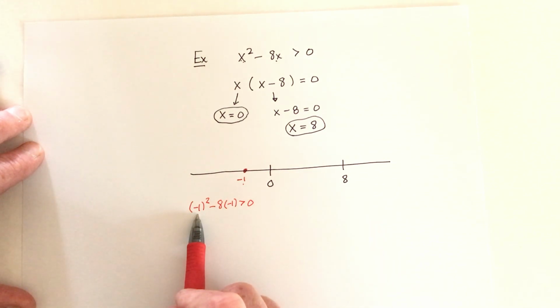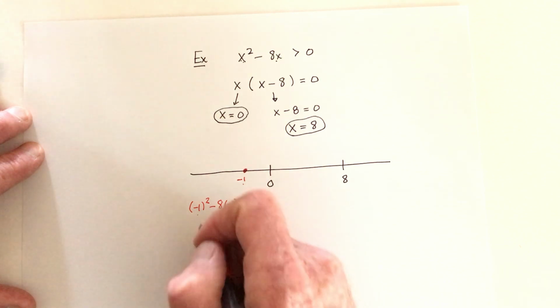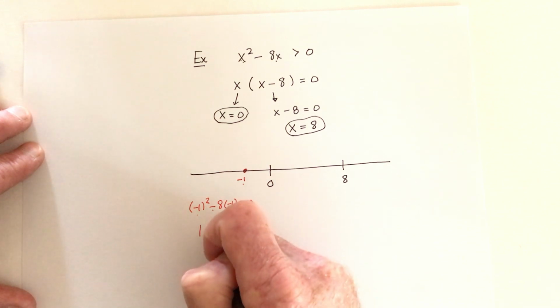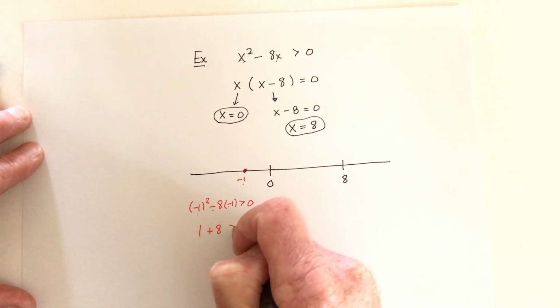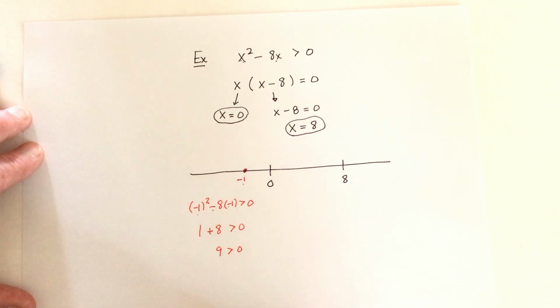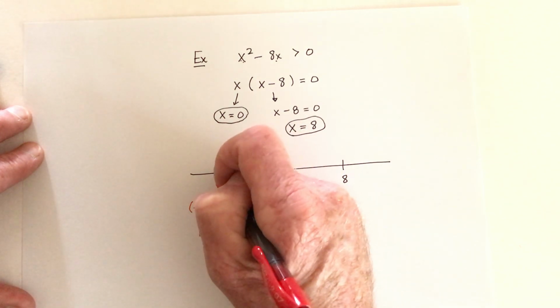-1 squared means -1 times -1, so that's +1. A negative times a negative is a +8. And then it's saying, is 9 a number that's bigger than 0? That is true. 9 is bigger than 0. Would you rather have $9 or $0? Yes, 9 is greater than 0. So all of this makes it true.